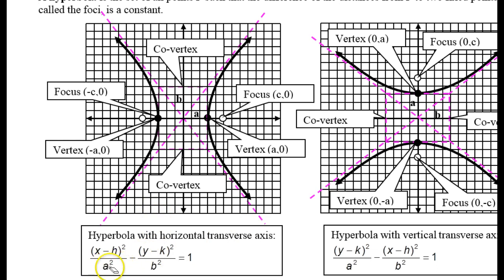For a hyperbola, the a squared value will always be the denominator of the positive term. The b squared will always be the denominator of the negative term, because the a squared value has to lead you to the vertex. And like I said before, if the first term is the x term, it's going to be horizontal. So by letting the first denominator always be the a value, the a value will always lead you to a vertex. The b value is for a co-vertex.